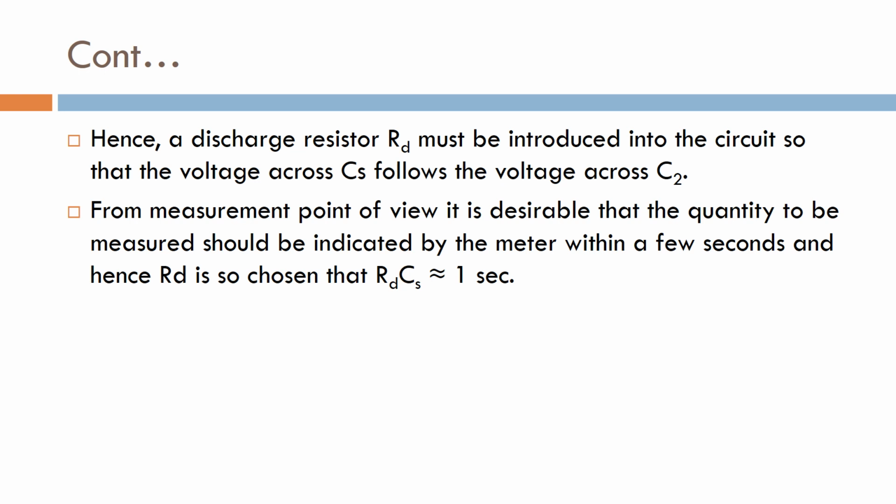Hence, a discharge resistor RD must be introduced into the circuit so that the voltage across the capacitor CS follows the voltage across C2. From a measurement point of view, it is desirable that the quantity to be measured should be indicated by the meter within a few seconds, and hence RD is chosen such that RD times CS is equal to 1 second.